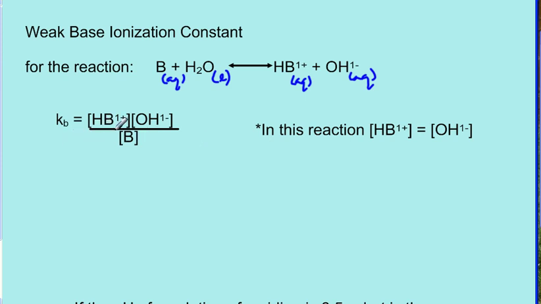So we've got the concentration of HB plus times the concentration of hydroxide divided by the concentration of the base. And again in this reaction, the concentration of HB plus is going to be equal to the concentration of hydroxide.